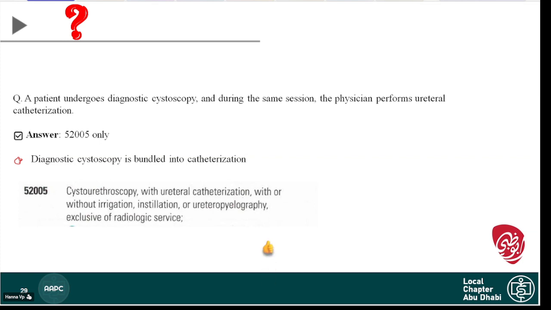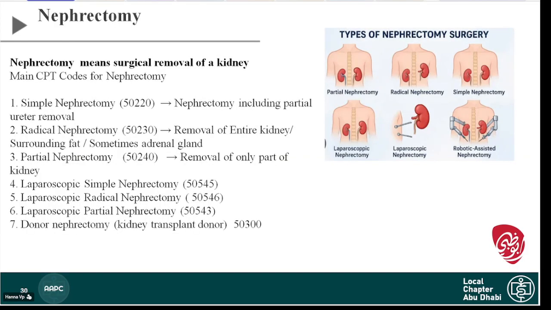So guys, cystoscopy is one of the main treatments or procedures we do in the urinary part. Now we are moving to the next treatment. This is also one of the main procedures we do, especially for kidney failures: nephrectomy. What does nephrectomy mean, guys? Nephro means kidney. Ectomy means surgical removal. So the medical term indicates surgical removal of the kidney.